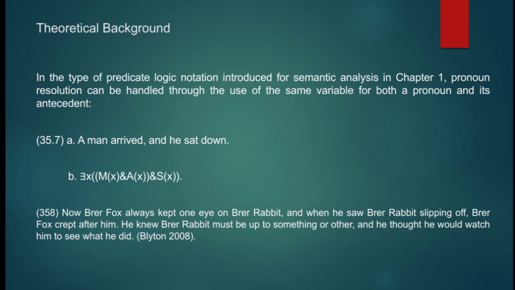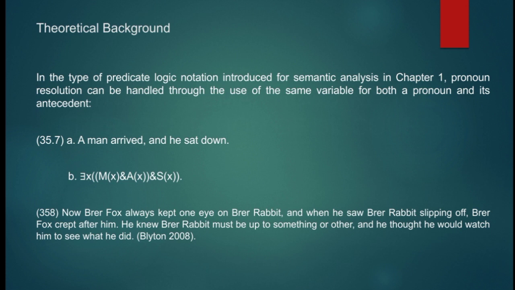Theoretical background. In the type of predicate logic notation introduced for semantic analysis in Chapter 1, pronoun resolution can be handled through the use of the same variable for both a pronoun and its antecedent. So in 357a, a man arrived and he sat down, while in B, the inverted E and x means that there exists m and x is that it means such that it is a man, while the A and x is and it arrived, and the S and x means that and it sat down.